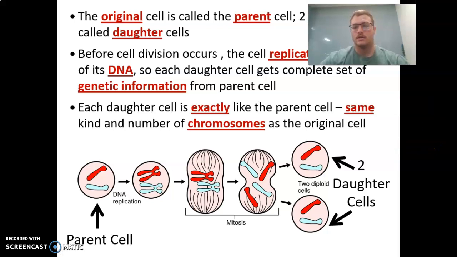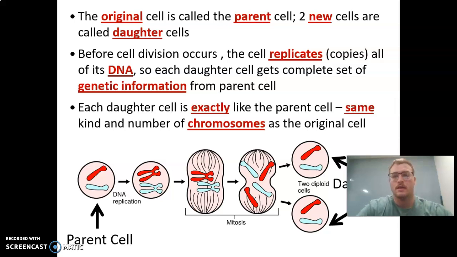So the original cell is called the parent cell. After a parent cell undergoes mitosis, two new cells are formed. These cells are known as the daughter cells. Before the cell division occurs, the cell has to replicate all of the DNA within the cell. So each daughter cell gets a complete set of genetic information from the parent. Each set of cells is exactly like the parent cell, the same type, and the same number of chromosomes as the parent cell.